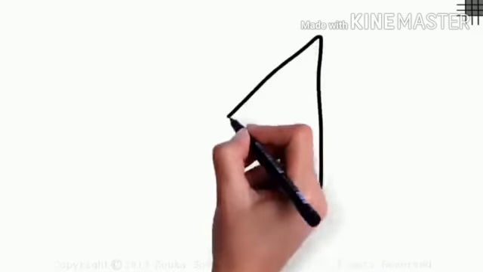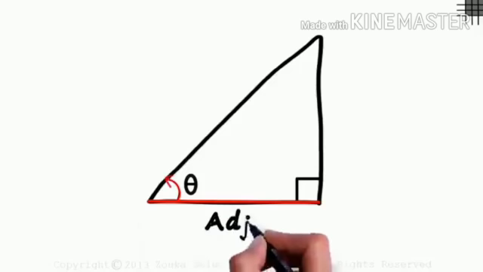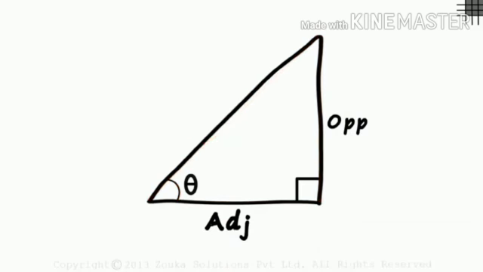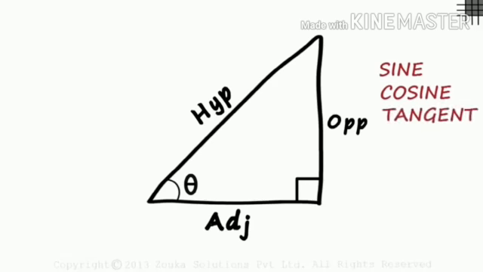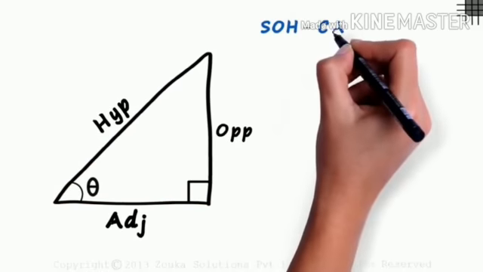This session, we will look at all the 6 functions in trigonometry using a right triangle. Let this be angle theta. This will be the side adjacent to theta. This will be the side opposite to theta. And this is the hypotenuse. We learnt the formulae of the sine, cosine and tangent functions using this right triangle. The code we use to remember the formulae is SOHCAHTOA.